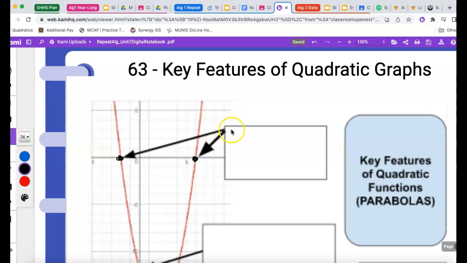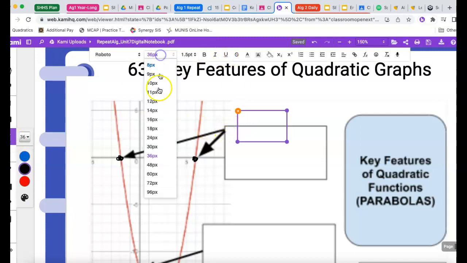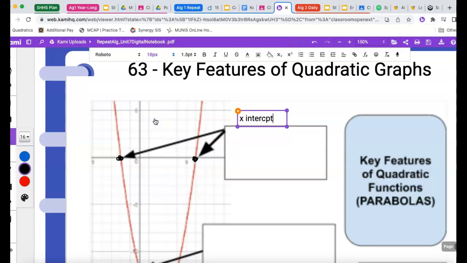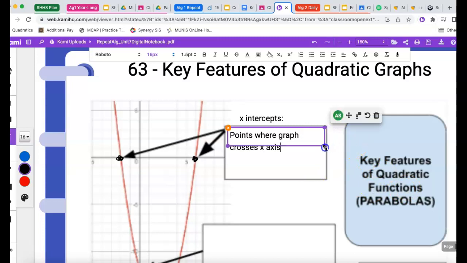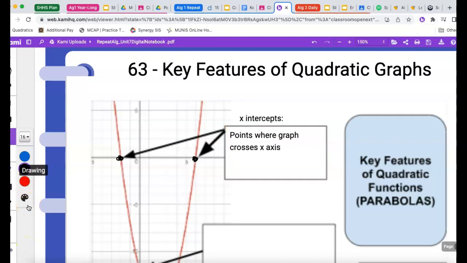So these are the x-intercepts. So we're going to label in this box over here x-intercepts. So the x-intercepts are the points where the graph crosses the x-axis. So we're going to write the definition, and then we're going to write the answer to whatever the x-intercepts are. So since they're points, we need to write our answer as a coordinate.